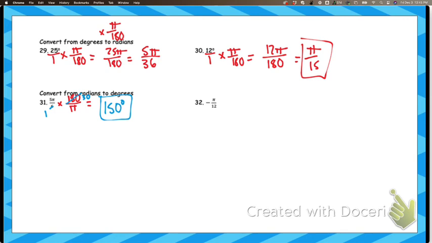All right, negative pi over 12 times 180 over pi. The pi's cancel. I'm left with just a negative 180 over 12, which I can go ahead and simplify for a negative 15 degrees.